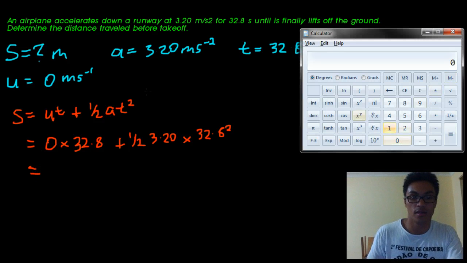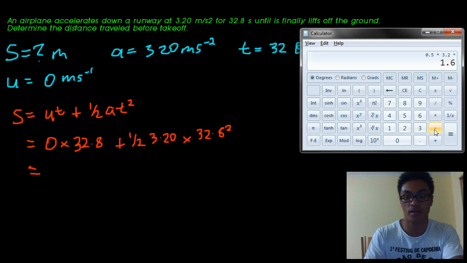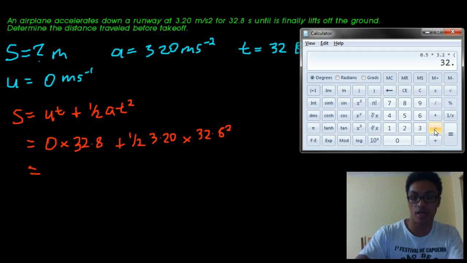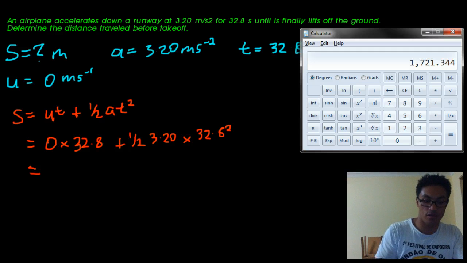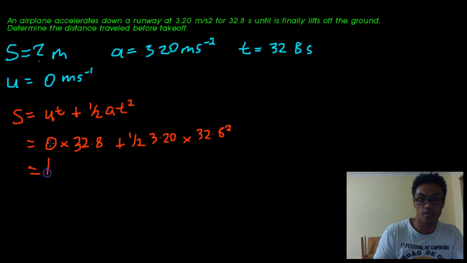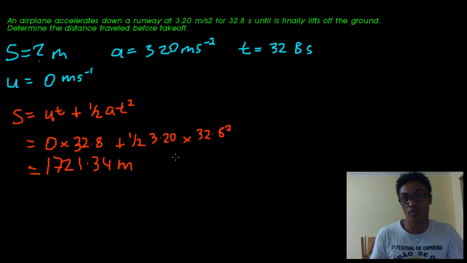So this particular term is going to be 0, so we're going to do half multiplied by 3.2 and then multiply that by 32.8 and square that, which would equal 1,721.344 meters. 1,721.34 meters down the runway.